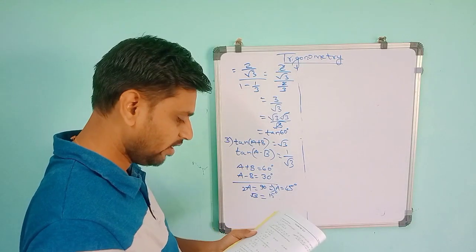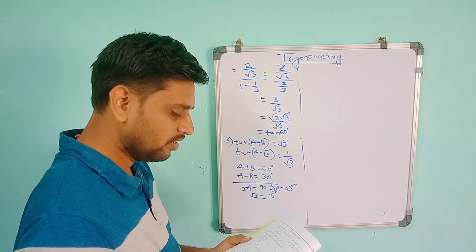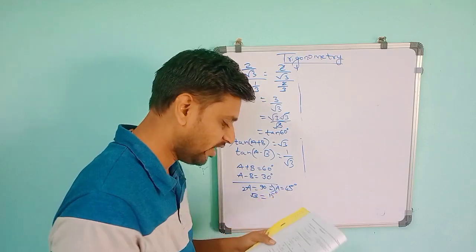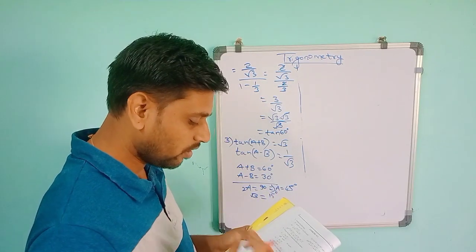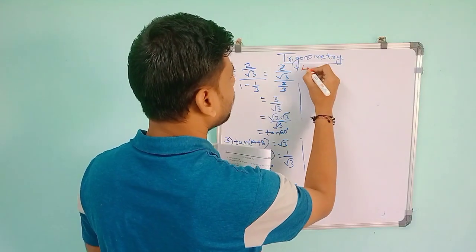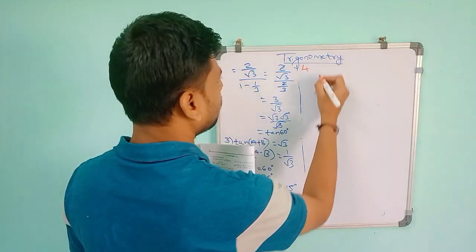Next, state whether the following are true or false, and justify your answer. So you have to write the reasons also. Only by saying true or false, we should conclude why it is false or why it is true. So the first one.